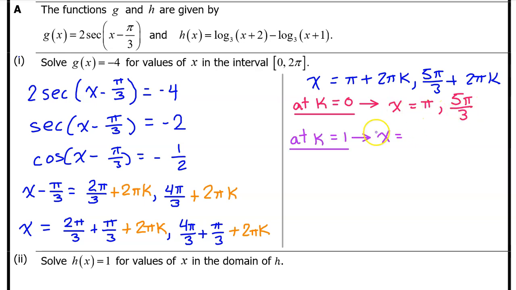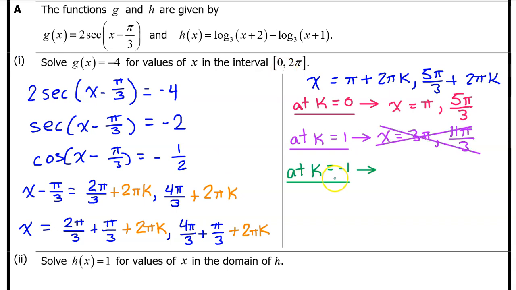far. At k equals 1, we get pi plus 2 pi, which is 3 pi. And then we have 5 pi over 3. Now, k is 1, so we have to add 2 pi. But let's think of this as 6 pi over 3. So that's going to make 11 pi over 3. However, 3 pi and 11 pi over 3 are both outside the interval.